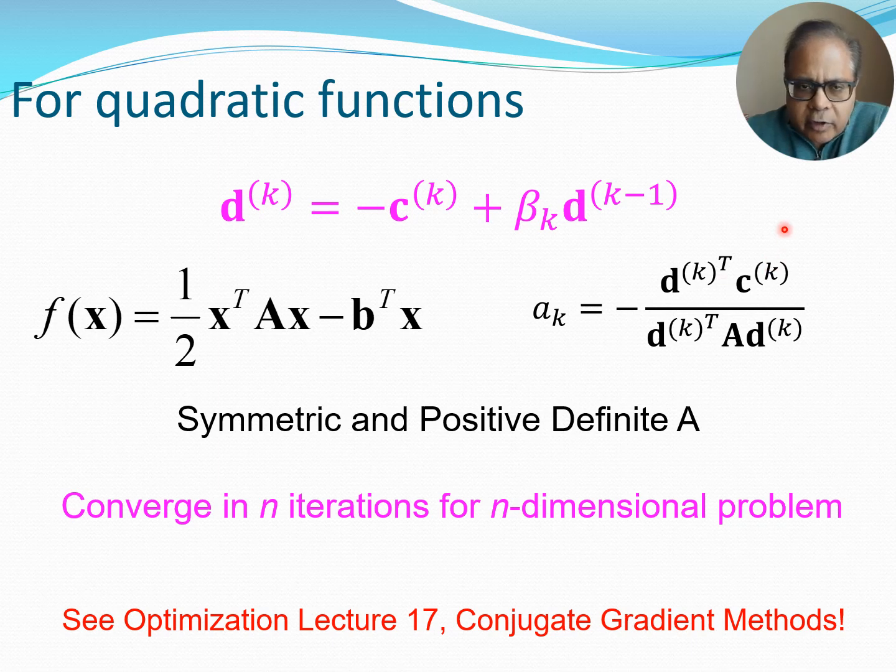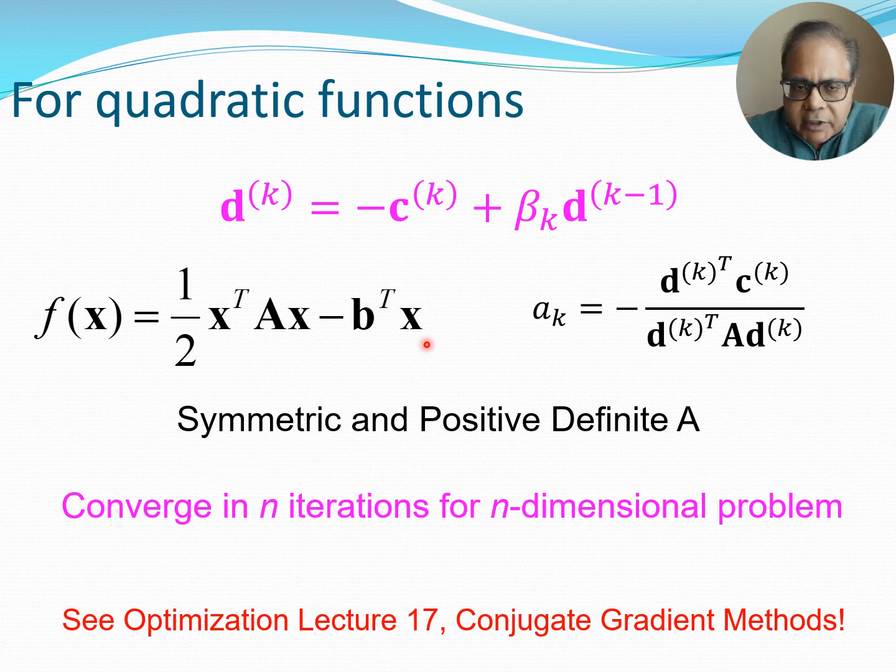Now what happens with quadratic functions? When you have a quadratic function of this form, you have a specific derivation or an explicit formula for alpha k, and this I have shown in lecture 17. You can check it out. Alpha k can be calculated as negative dk transpose ck divided by dk transpose A dk. Of course, dk is the search direction at point k, ck is the gradient vector at point k, and alpha k is the step size. So in this case we have a closed form solution for the step size.